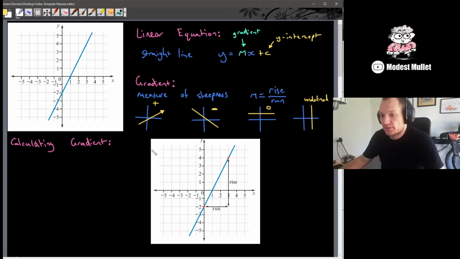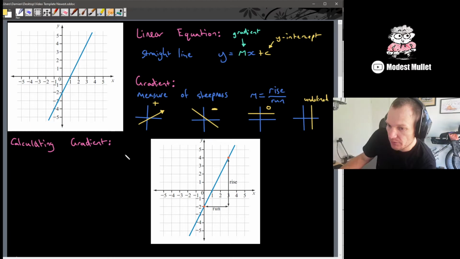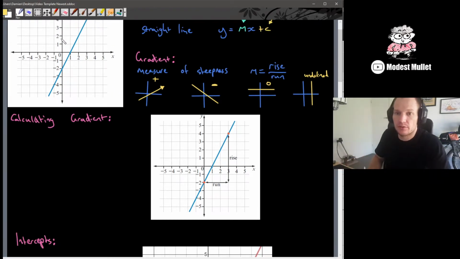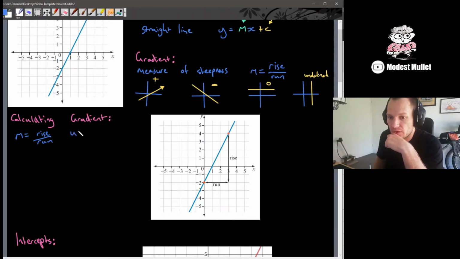So that's our different forms of gradient. Now, how do we calculate our gradient? Well, we use that equation that I just wrote before, which is m equals rise over run. And we need to pick two coordinates.